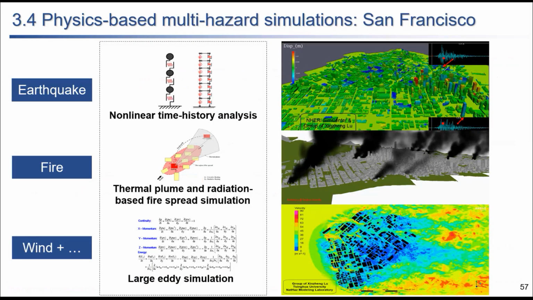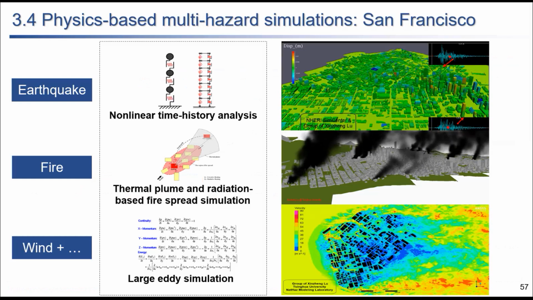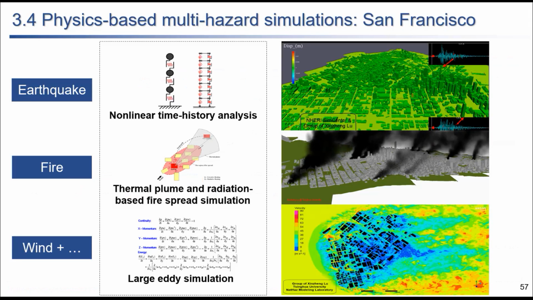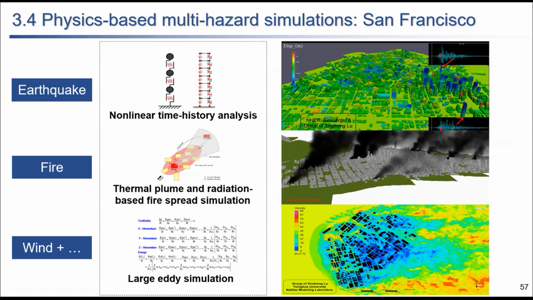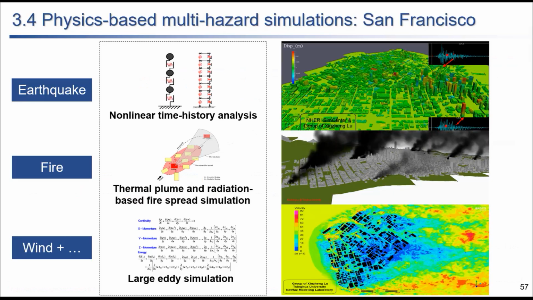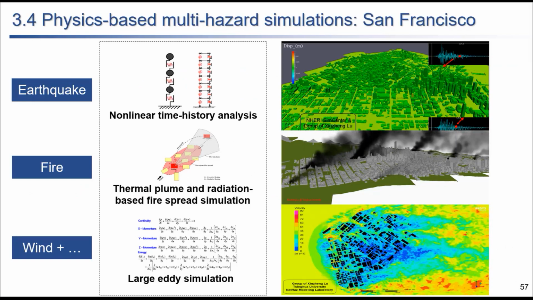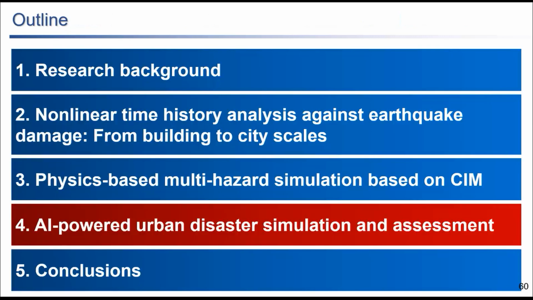Okay, so this is a summary for the case. We use San Francisco city as an example. So we can use the same data form. We can use the physics-based model not only for earthquake, but also for wind and for fire. And then we move forward, we want to bring the AI-based model to further improve our modeling and simulation.